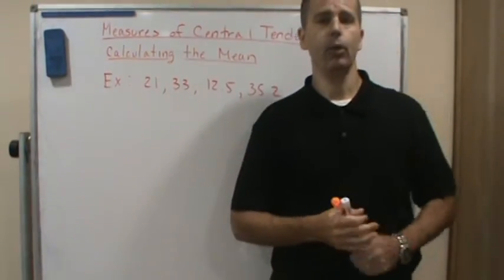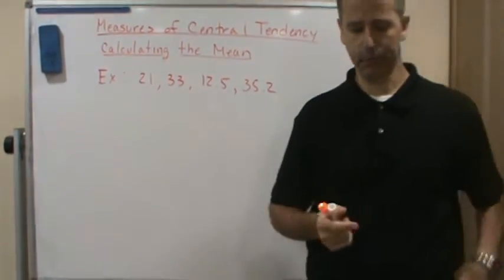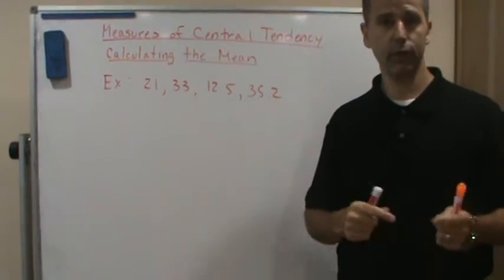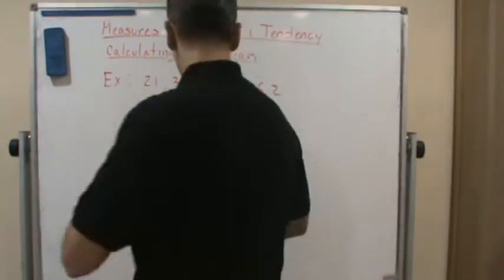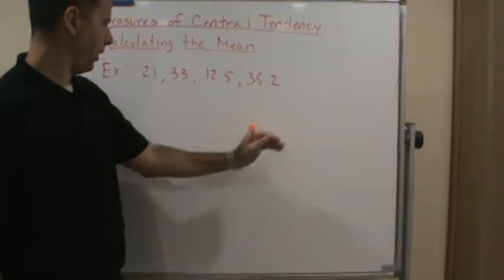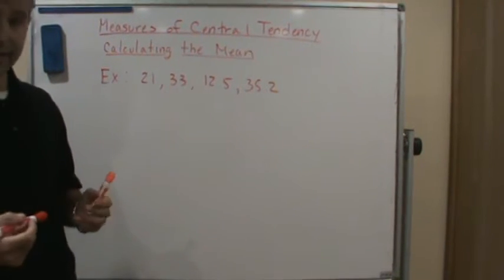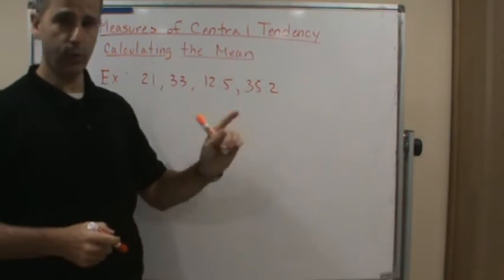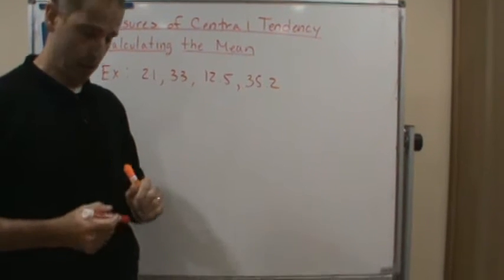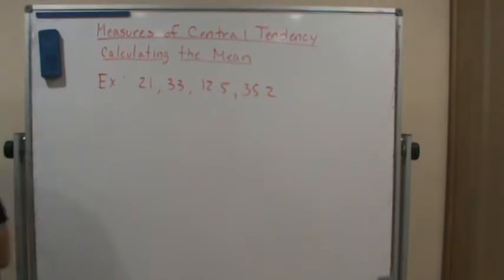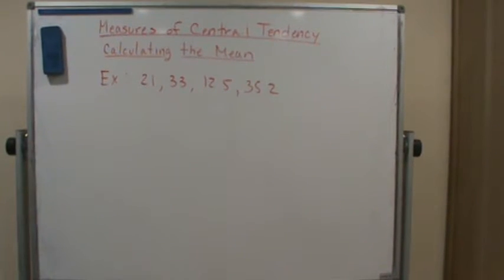Okay, welcome back, and today we're going to do another example, and I'm also going to show you how to do this in your calculator. So here's four numbers. We're going to find the mean value. Let's say these are in pounds, and we want to round to the nearest pound. Okay, so let's do that.